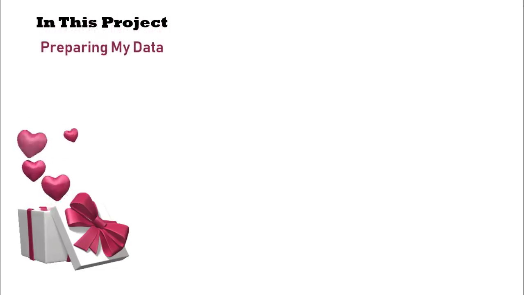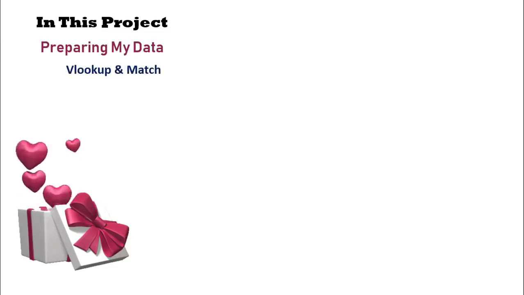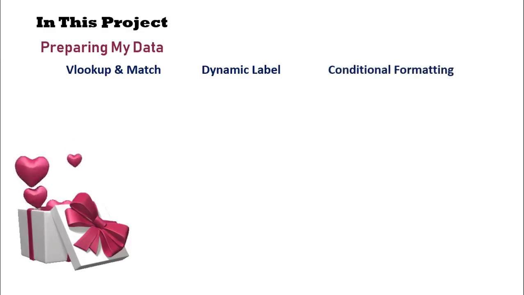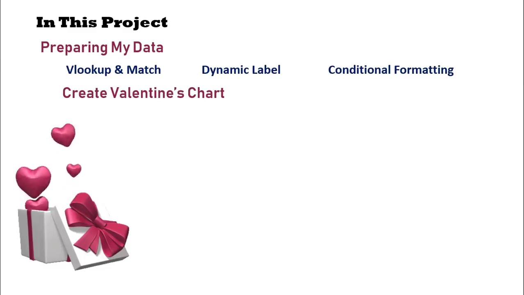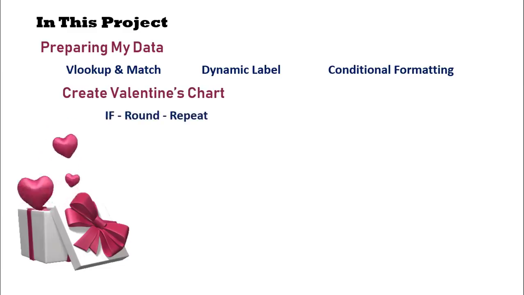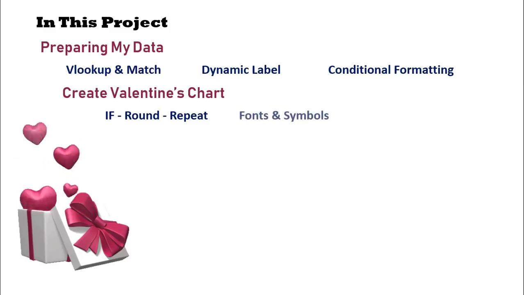In this project, I build my Valentine's chart from scratch. I start by preparing my data for each year using a VLOOKUP and a MATCH function. I create a dynamic label and a conditional formatting data bar. I then start creating my Valentine's chart using an IF function, a ROUND function, and the REPT function. Along the way, we talk about fonts, symbols, and custom formats.